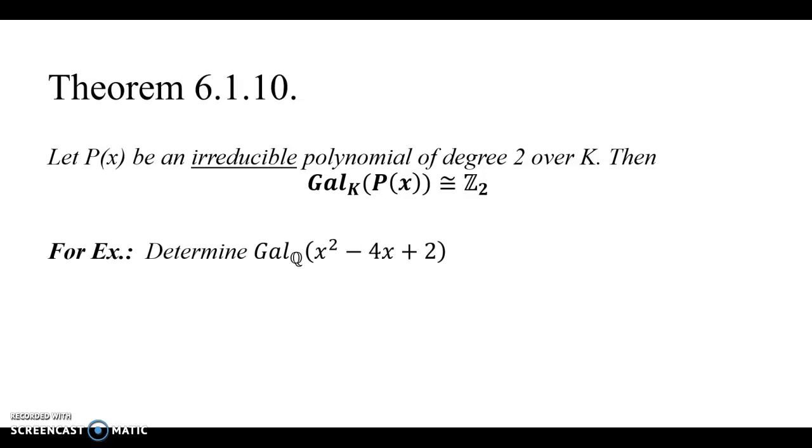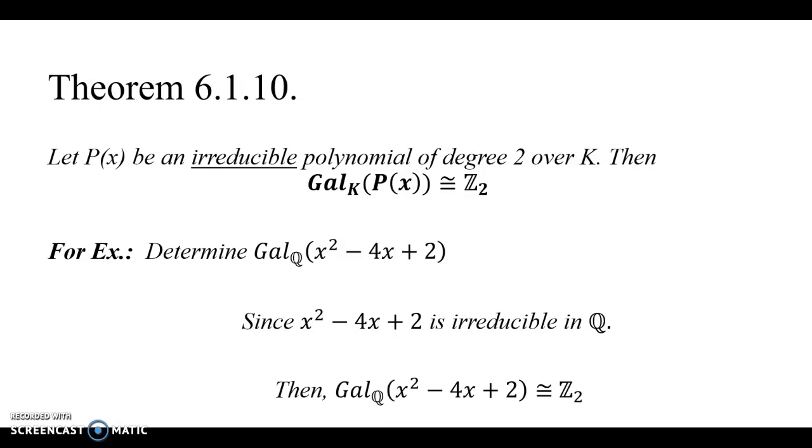So for example, let's say that we wanted to determine what the Galois group over the rational numbers of x squared minus 4x plus 2 is. Okay, so now using this theorem that we read up here, if it's of degree 2 over K, so in this case, degree 2 over the rational numbers, since it is irreducible over the rational numbers, then the Galois group is going to be isomorphic to the integers mod 2, okay?